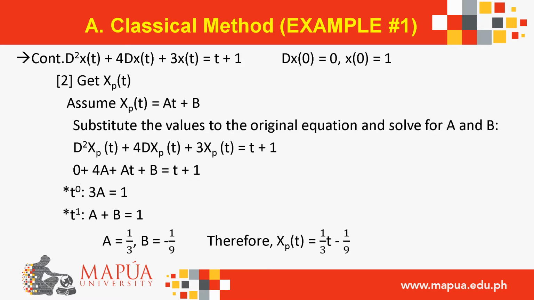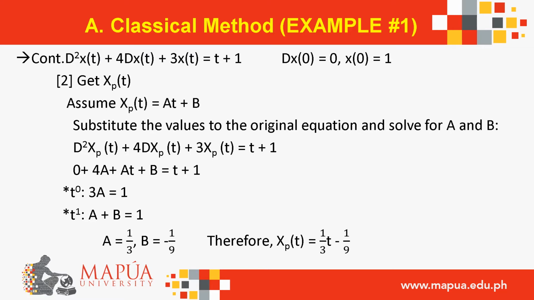Substitute the values to the original equation and solve for a and b. x double prime plus 4x prime plus 3x is equal to t plus 1. Substituting the values, 0 plus 4a plus a multiplied by t plus b is equal to t plus 1. Given t raised to 0, 3a is equal to 1. And given t is 1, a plus b is equal to 1.